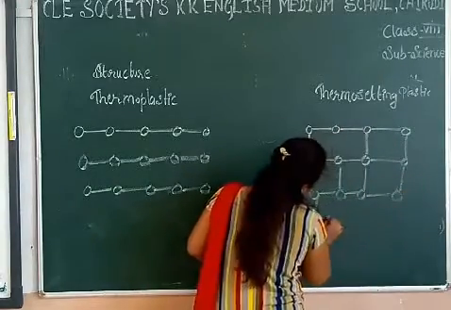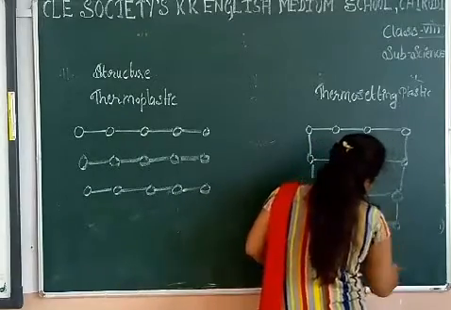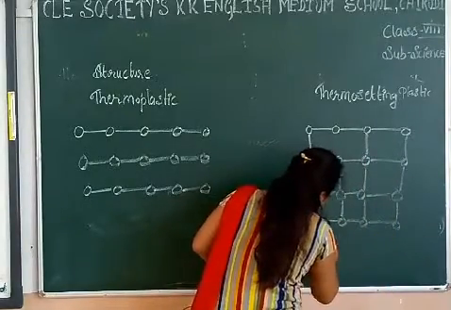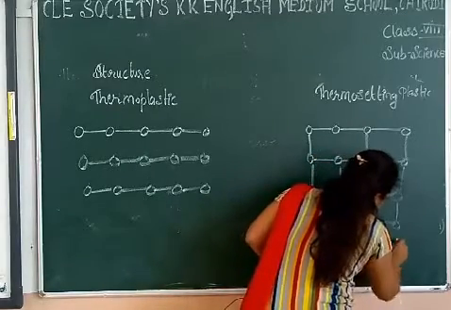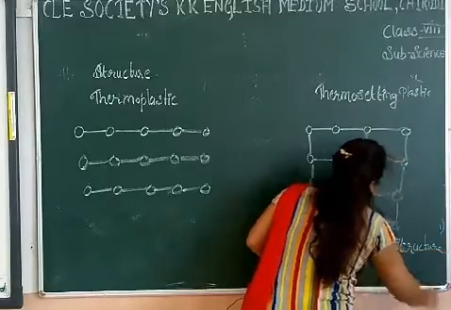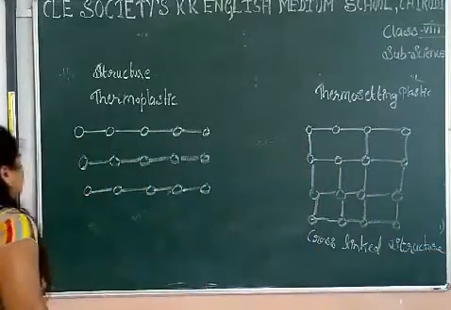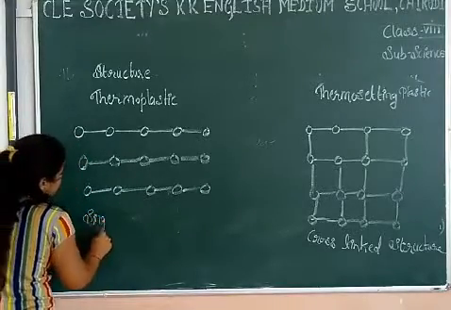So this is the cross-linked structure. This is the cross-linked structure. And the other one has a single-chain structure.